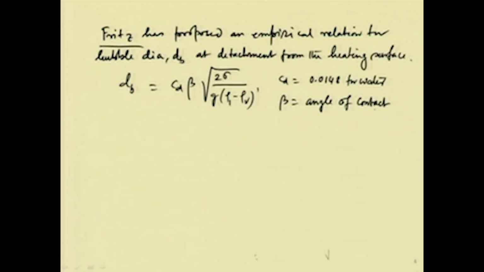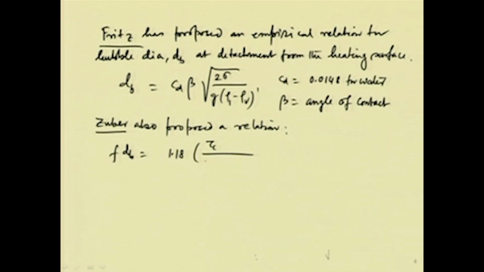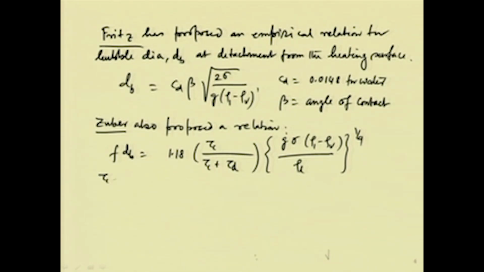Now, Zuber also proposed a relationship for bubble diameter, and that is F into dB equals 1.18 tau c by tau c plus tau d into G sigma rho L minus rho V by rho L whole to the power 1 by 4. In this case tau c is the time for which the bubble is attached to the surface. So, it is basically depending upon the time that it will find out the bubble diameter.